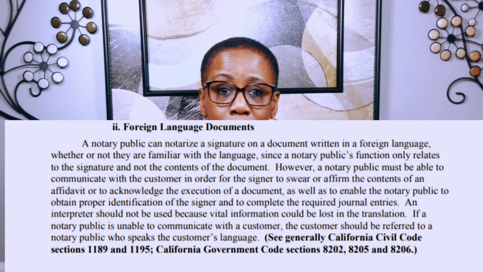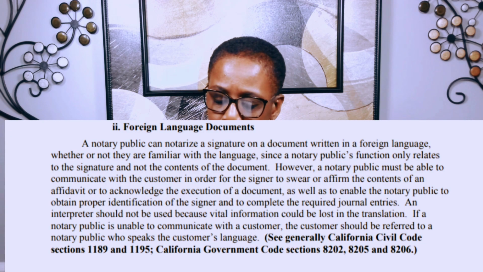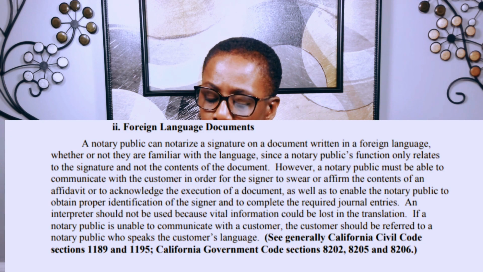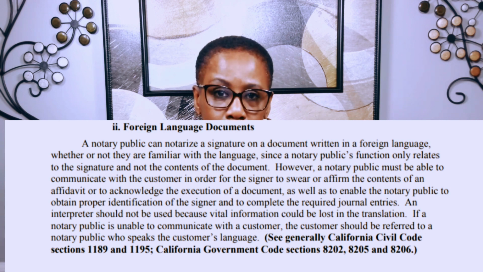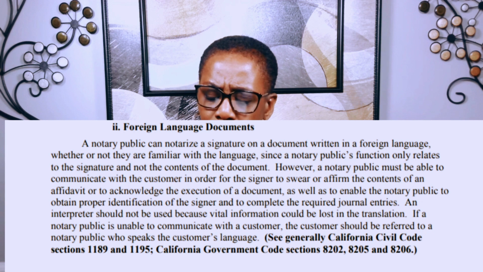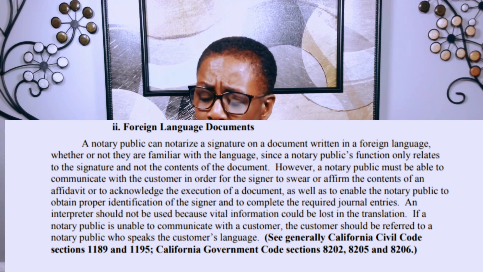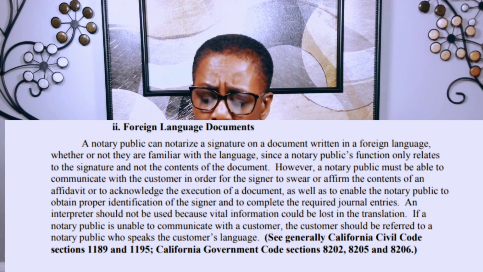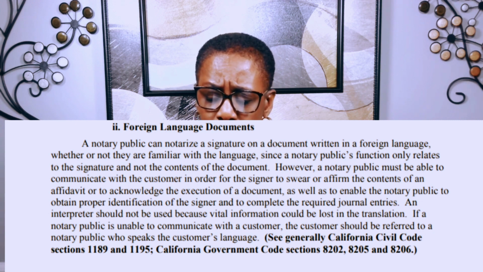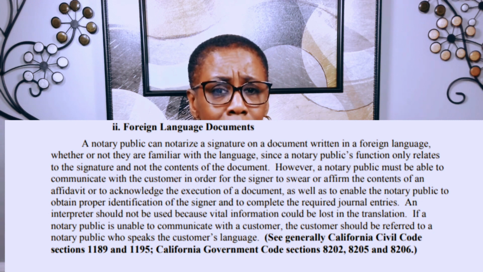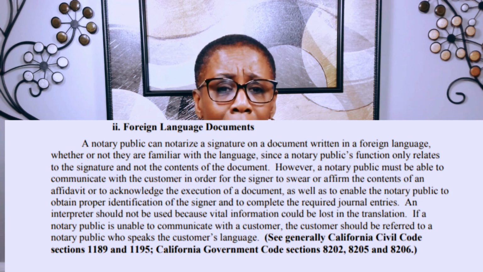Foreign language documents. A notary public can notarize a signature on a document written in a foreign language, whether or not they are familiar with the language. Since what? Since a notary public's function only relates to the signature and not what? The content of those said documents. Because it ain't none of our business.